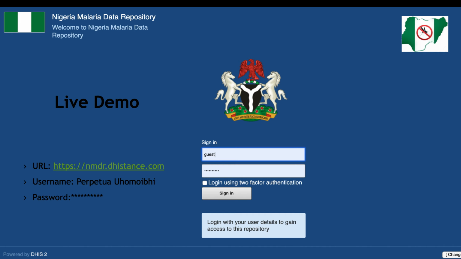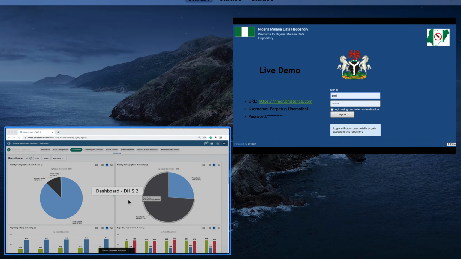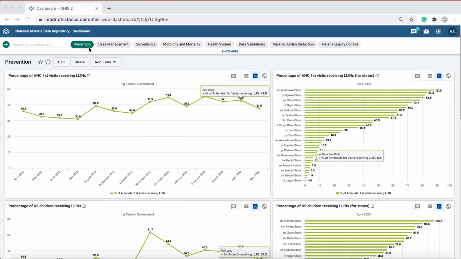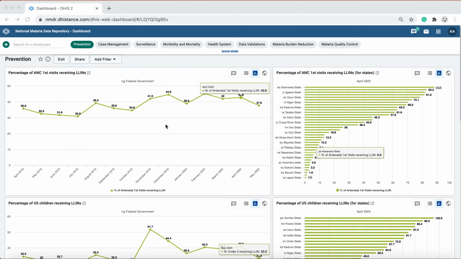As you can see, this is a platform where, once you get the URL link, the live link, you would just click here to access the data. Once you have the login details, you sign in using your username and password, then it will allow you to go into the platform. So I'll just go in directly. As I've mentioned, we have prevention, case management, surveillance, morbidity and mortality, health systems, and the data validations. So we are now in the prevention.